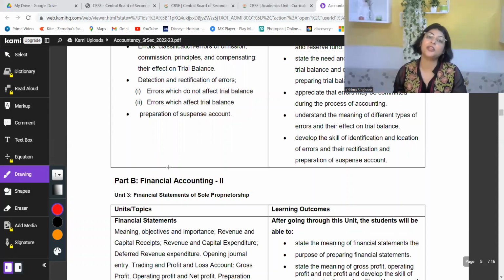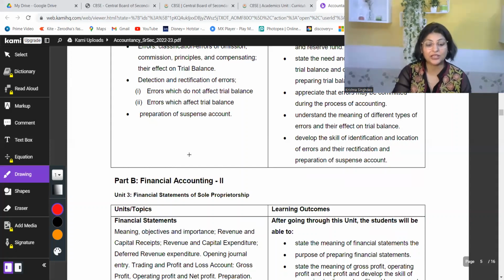Under process of accounting, we have journal entries, ledger posting, subsidiary books, preparation of trial balance and depreciation as well. There are certain topics which are being deleted this year from the CBSE curriculum. One of them is bank reconciliation statement and bills of exchange. These two chapters were also there, but this year the board has removed them.